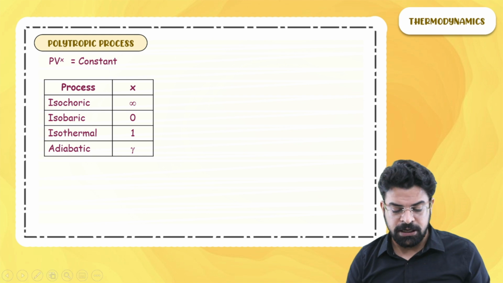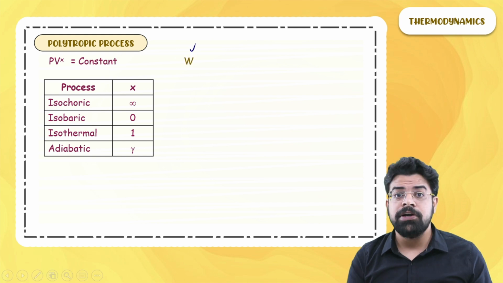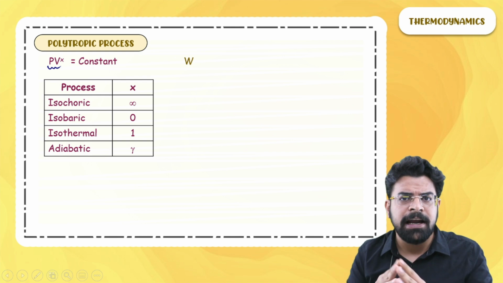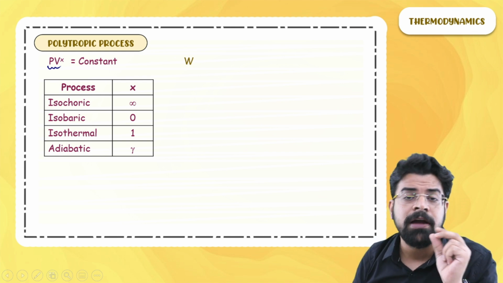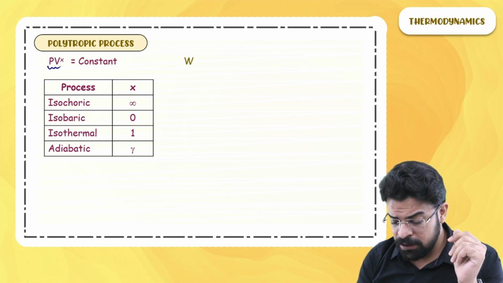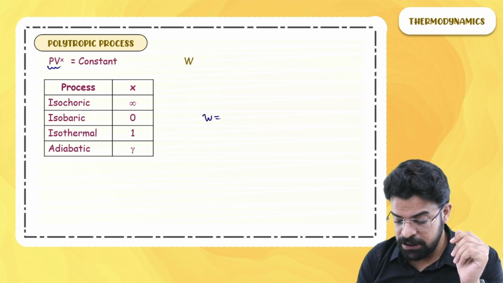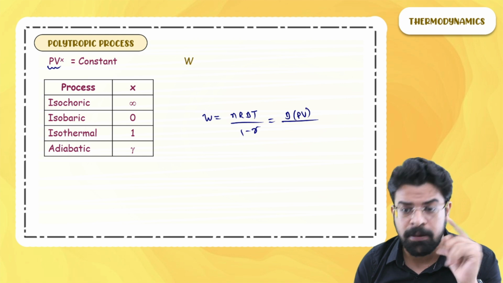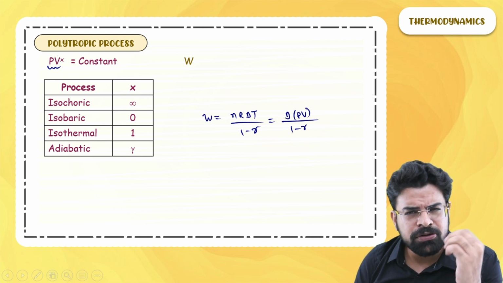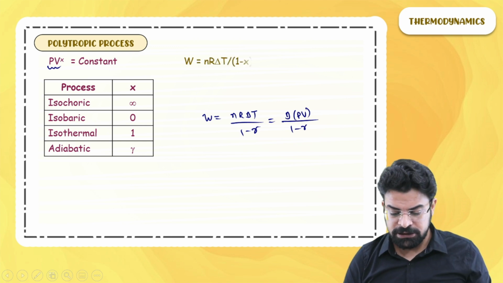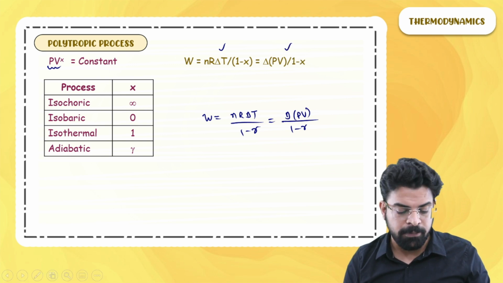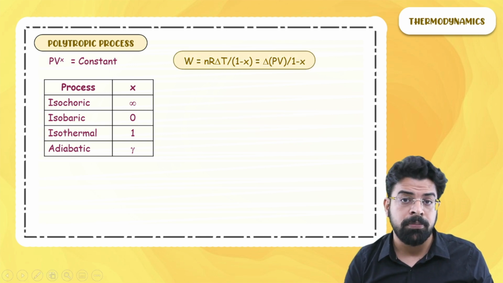So let's start with the first one. What is the work done in a polytropic process? Since the process equation looks exactly like that of adiabatic, it's just that in place of gamma we have x, it is easy to remember the work done. The work done in an adiabatic process is nR delta T upon 1 minus gamma. That can also be written as delta PV, meaning P final V final minus P initial V initial upon 1 minus gamma. Here, in place of gamma, just remember x. So the work done is nR delta T upon 1 minus x. That can also be written as delta PV upon 1 minus x. So this is the work done in a polytropic process.